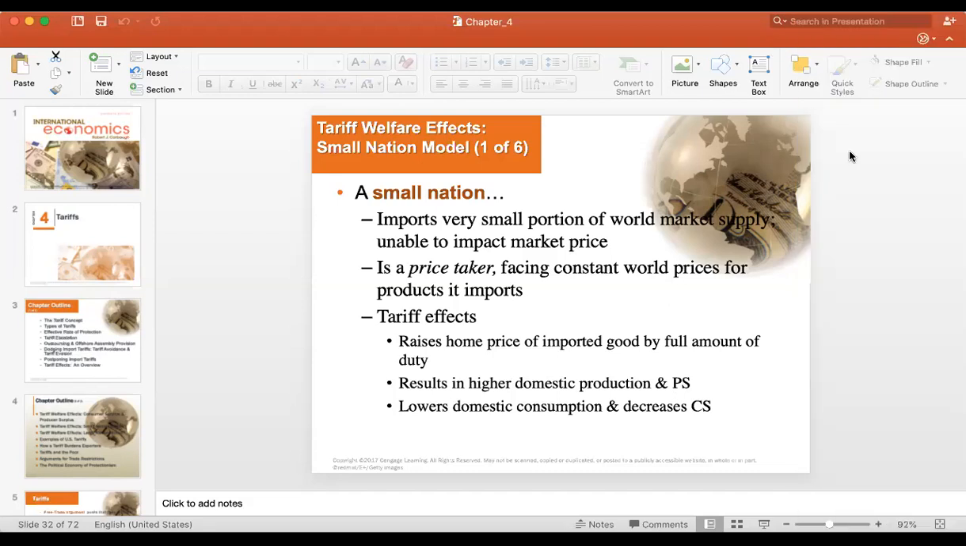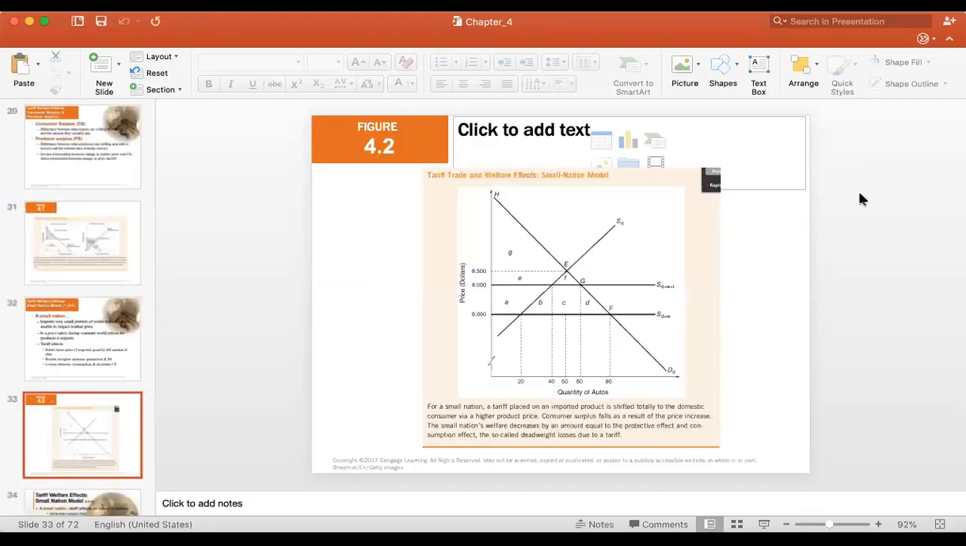Okay. Now, the next thing, of course, that we need to know is the model. What type of model are we going to use? And if you remember last time, we said we're going to start with a small country model. Why a small country? Because it's very, very simple to find the impact of the tariff when a small country is imposing that tariff. And the reason is simply because this small country will not have any influence on the world price. It will be a price taker. It will take the price as given, and it cannot change that world price in any way.